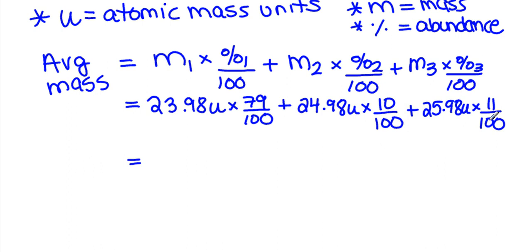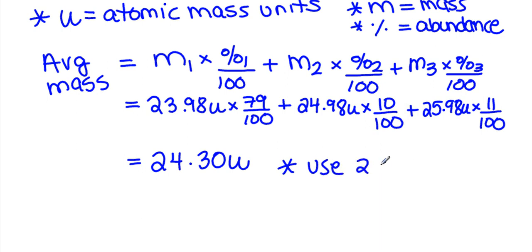When you do all of that, you should get approximately 24.30, and we're going to put our units in there, U. So the average atomic mass for magnesium is 24.30. Here, when we put our answers, use 2 decimal places. If you've heard of something called significant digits, when we do more calculations later on in the course, then we'll come back to that. But for this type of problem, 2 is just fine.